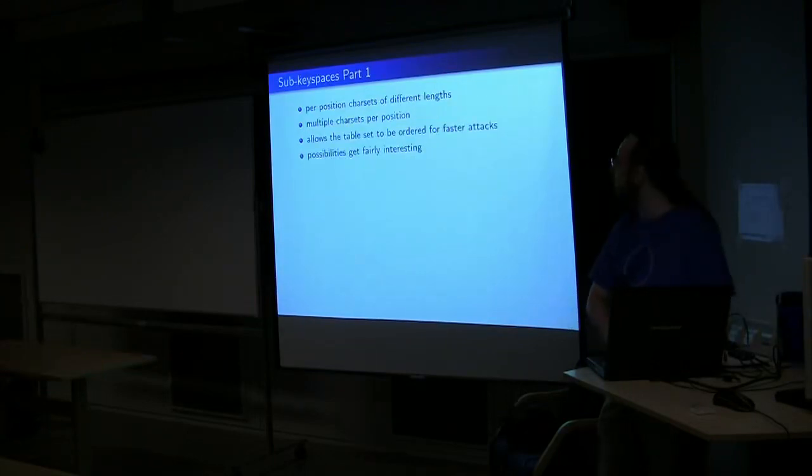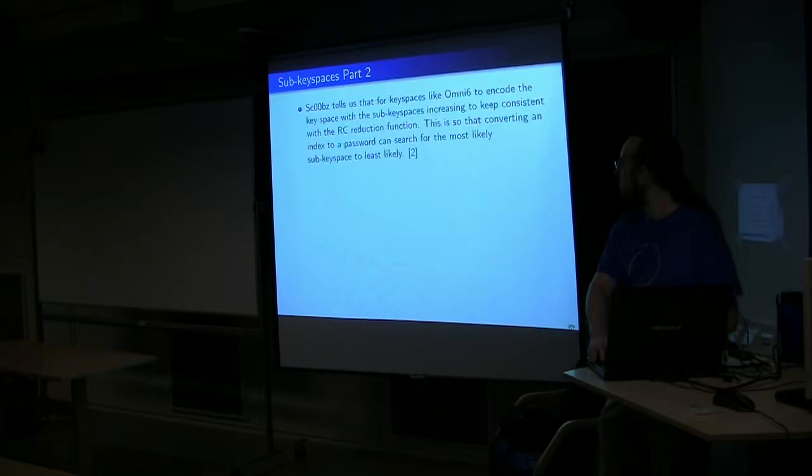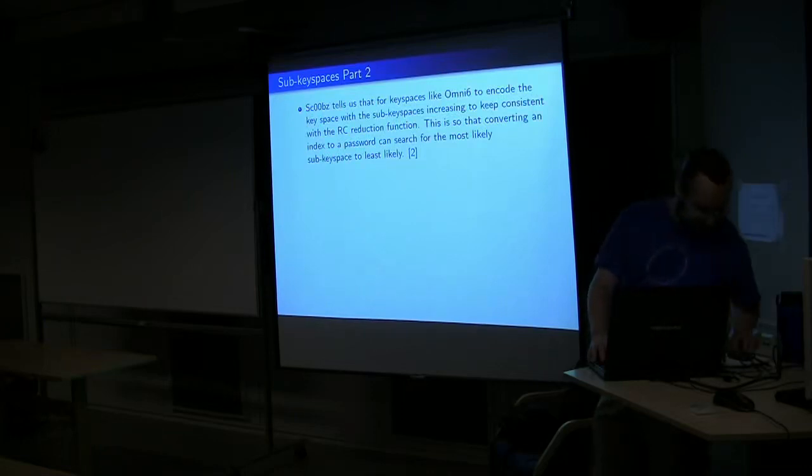All right, so sub-key spaces. Per position character sets, 4 different lengths, and multiple character sets for any given position. Can allow some things like ordering the table for faster attacks. In fact, that's something that Project Rainbow Crack has already done, and it does get very interesting. All right, Omni 6 will be an interesting topic, and let's see, I'm not doing too badly.